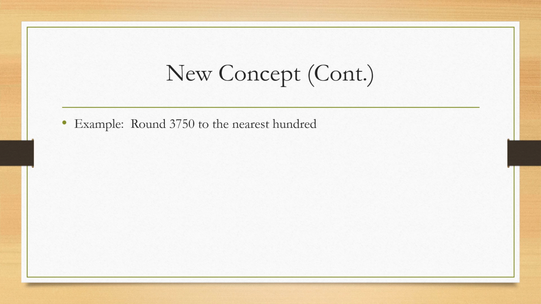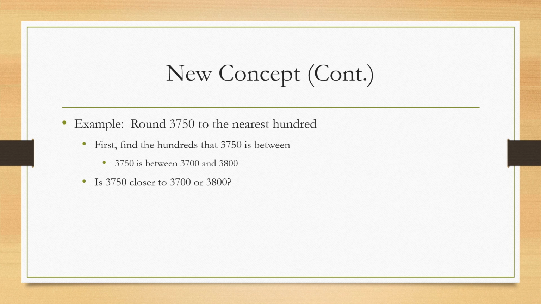Here's another example, round 3,750 to the nearest 100. Now we're going to focus on the hundreds place. So we need to find the two hundreds numbers that 3,750 is between, and that would be 3,700 and 3,800.